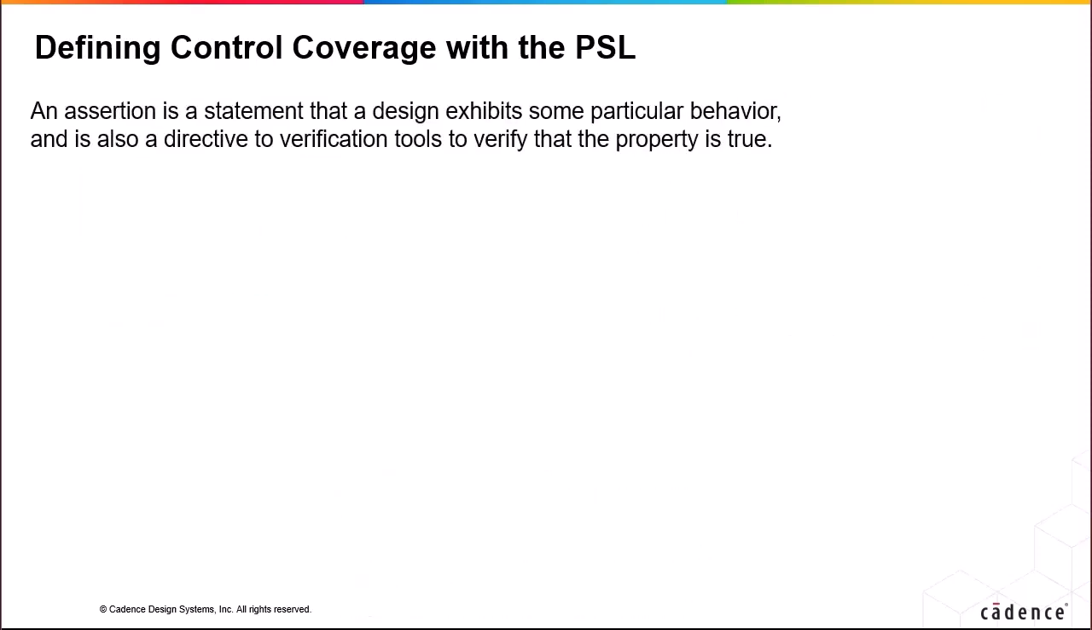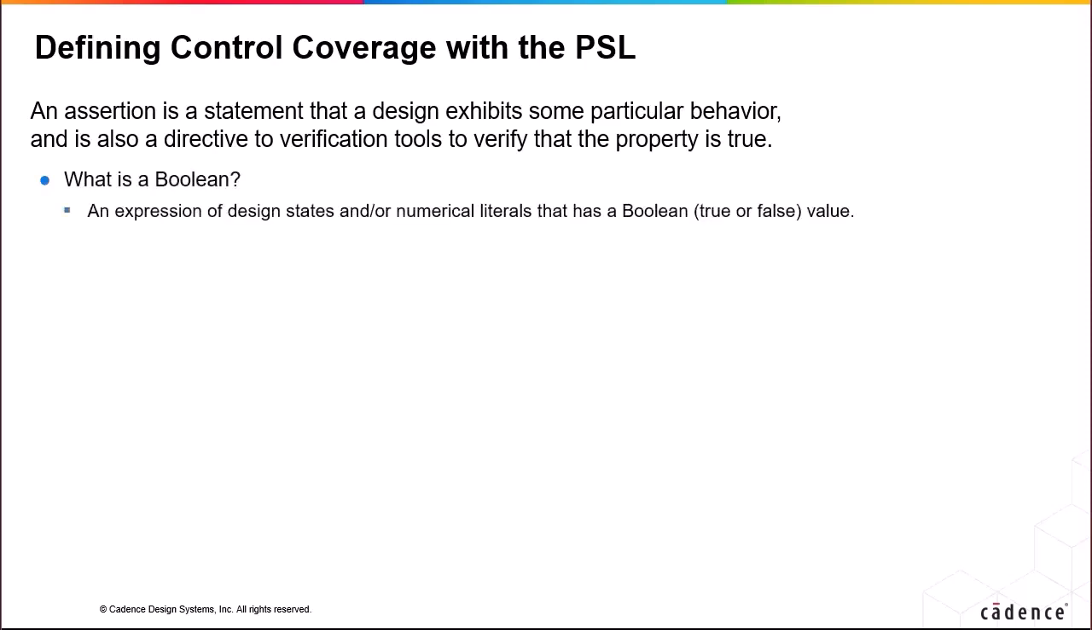An assertion is a statement that a design property is true. That is, that it exhibits some particular behavior, and is also a directive to verification tools to verify that the property is true. But I get ahead of myself. Let's instead start at the bottom with, what is a Boolean?